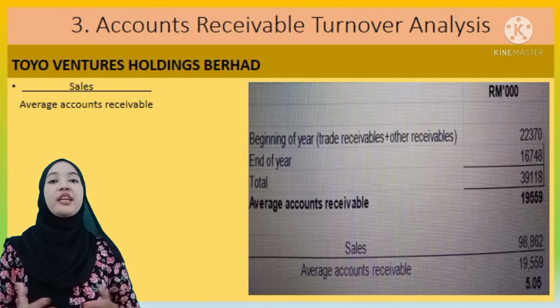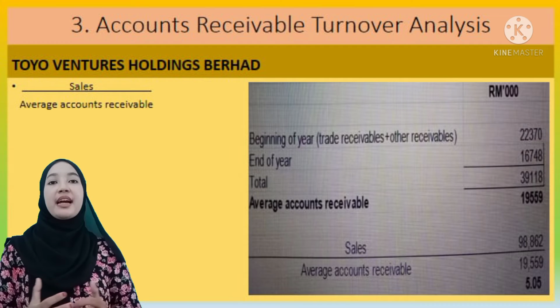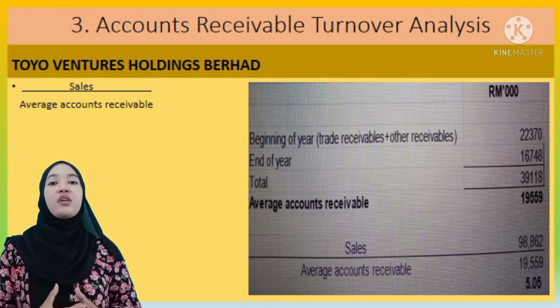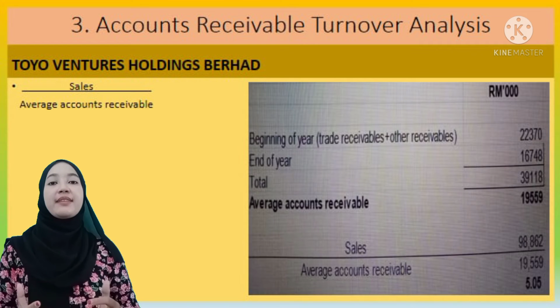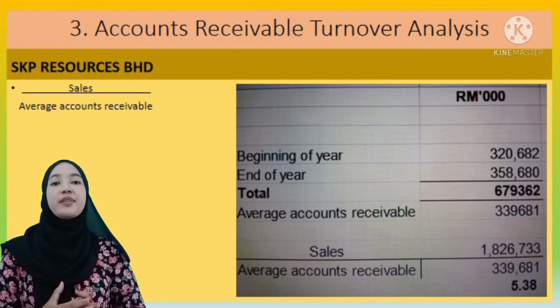The formula to compute average account receivable for Toyo Ventures Holding Berhad is beginning of year trade receivables plus other receivables 22,370,000 plus end of year 16,748,000 equal 39,118,000. 39,118,000 divided by 2 equal 90,559,000. Sales 98,862,000, get from annual report 2020 as statements of profit or loss and other comprehensive income, divided by average account receivables 90,559,000 equal 5.05.